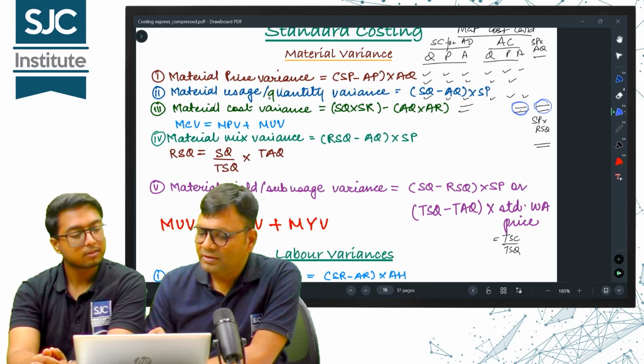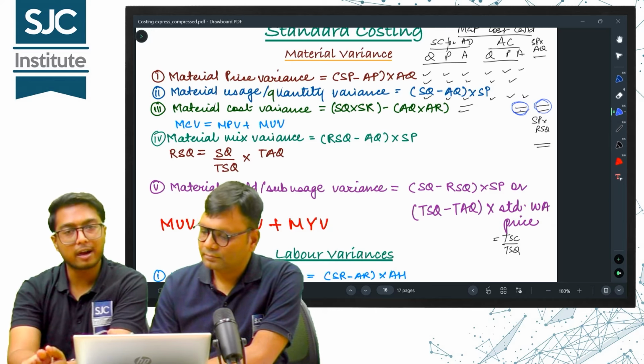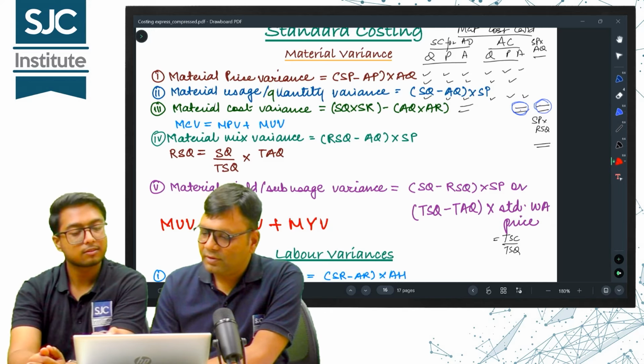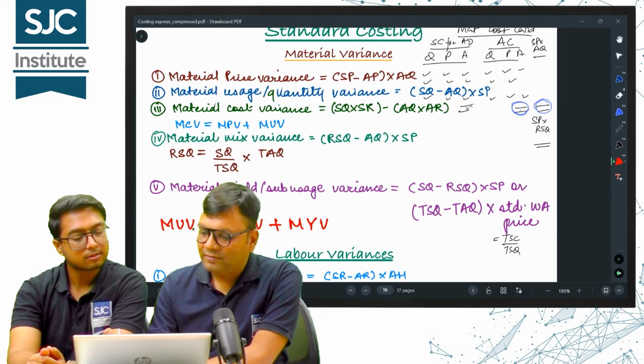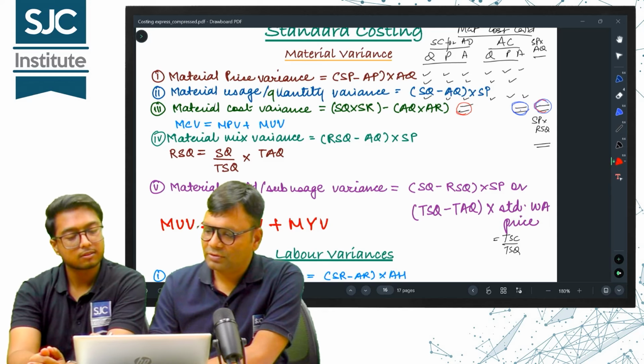That is, for material usage variance, if you open the bracket, what will it be? Standard quantity into standard price minus actual quantity into standard price. So how will you take standard quantity into standard price? That will be coming from this total, and AQ into SP will be coming from this total.